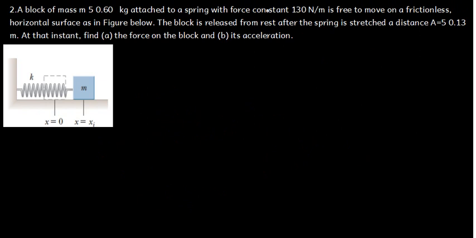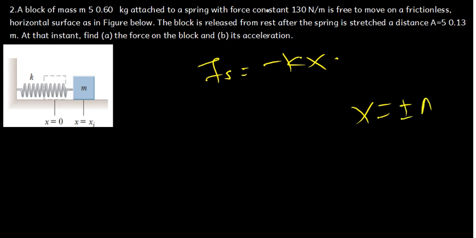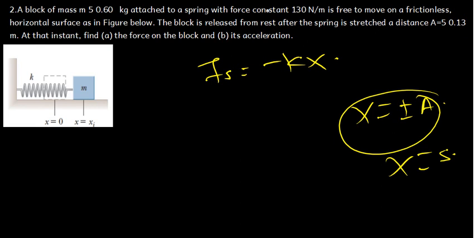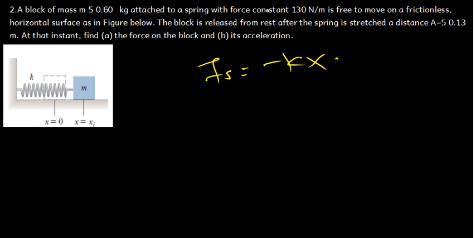Okay, so now we know that this is just direct Hooke's law. We know that the resultant force is equal to negative kx. Okay, so we want to find the force. We know that it has reached its maximum position. So when you reach the maximum position, x is equal to plus or minus A. So in this case, we are going to get our x as 50.13 meters.